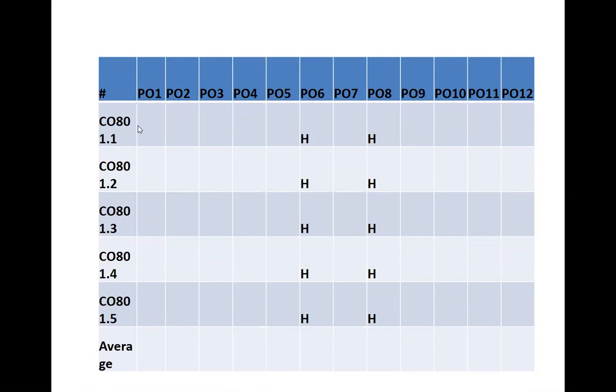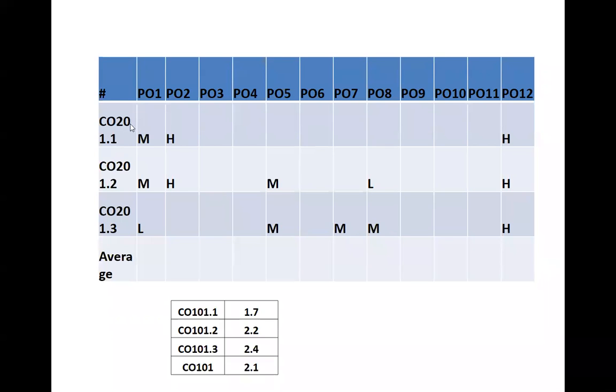We map our course outcomes to our program outcomes. See, this is CO 801.1. This is something which comes in the 8th semester. You can map the subject to the corresponding program outcome. We know that we have 12 program outcomes. So the course outcomes can be mapped to the program outcomes, and the level of mapping can be high, medium, or low.